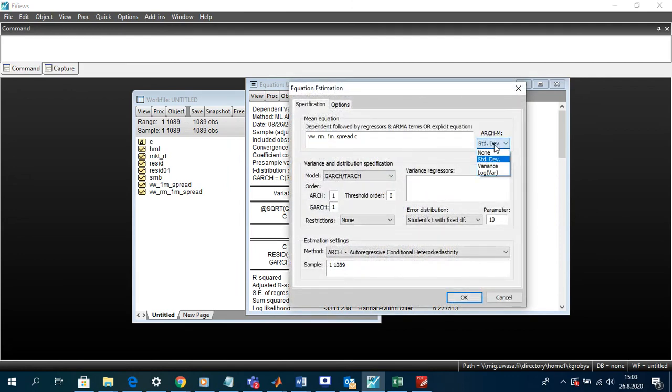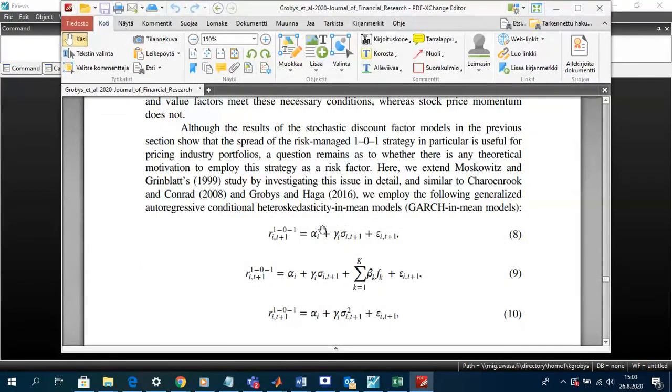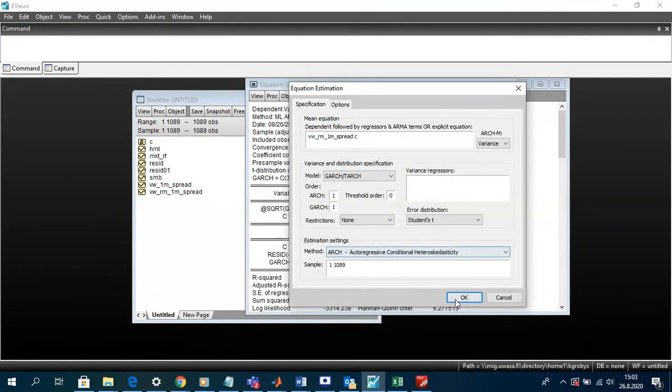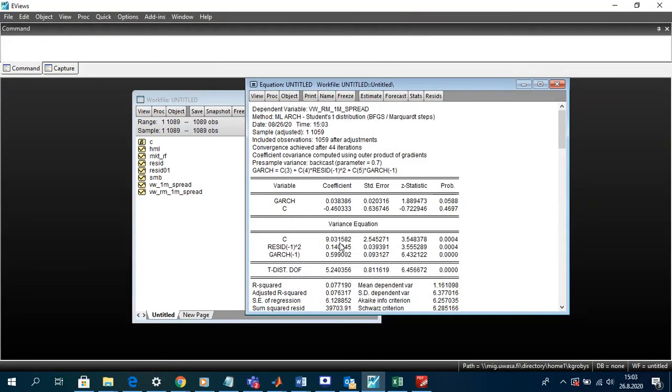Also, what we can do is choose the variance, and again we let EViews determine the optimal degrees of freedom. Everything else remains the same. We just choose now, here in the mean equation, the sigma square instead of the volatility. Everything else remains the same. Push the OK button, and what we get is a very similar picture.